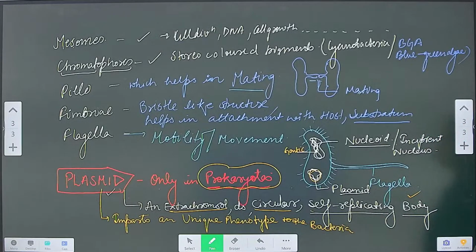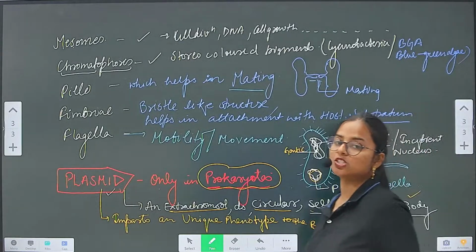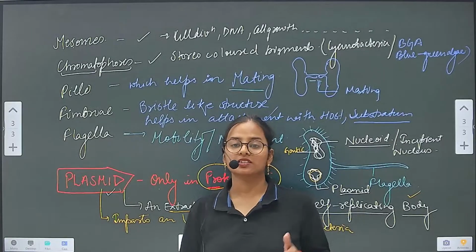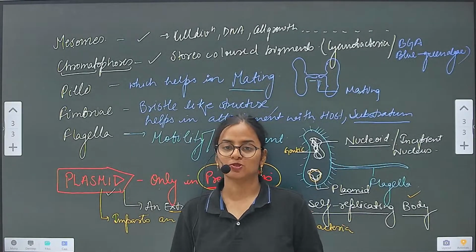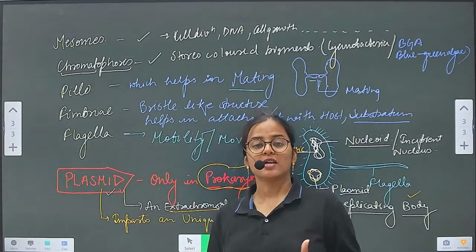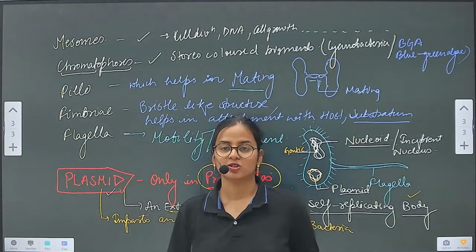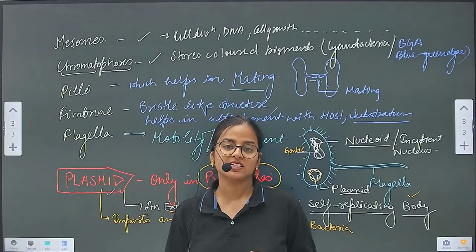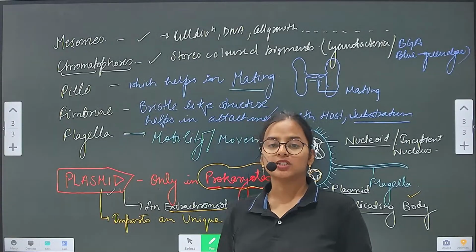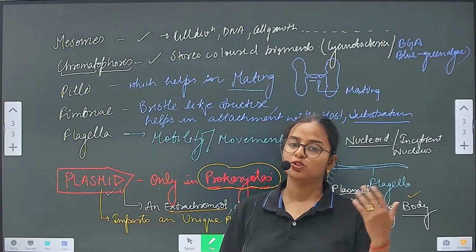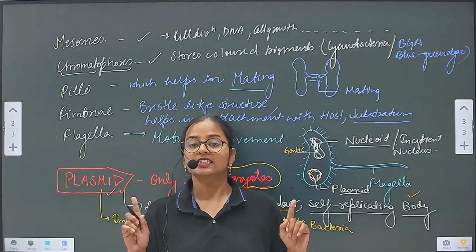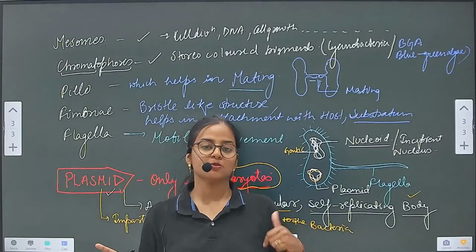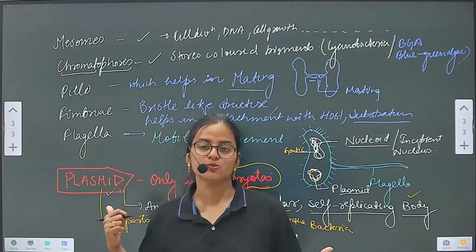That's all about plasmids. Now one more structure that is found in the cytoplasm of prokaryotes is the ribosomes. Now you will ask me, ma'am, but ribosomes are also found in eukaryotes. So yes, my dear, basically ribosomes are the protein factories. So they are found in both prokaryotes as well as eukaryotes. But there is a difference between eukaryotic ribosomes and prokaryotic ribosomes, which I will discuss now.